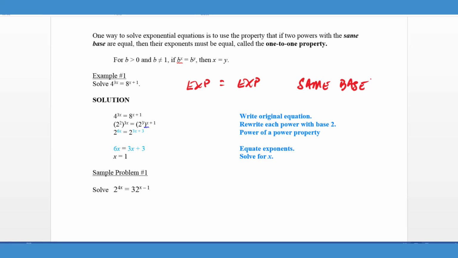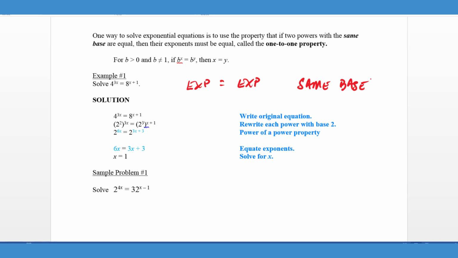So if we look here at example number 1, we have 4 raised to the 3x power and 8 raised to the x plus 1. Two exponential expressions being equal to each other, but they don't have the same base yet. So what we're going to do is rewrite this using a power of a power type property, so that they would both end up with the exact same base of 2. Now you can see the one-to-one property says if we have an equation where the bases of the exponentials are equal to each other, we can simply say that the exponents are equal to each other, and that's where we get 6x equals 3x plus 3. And then we can simply solve for x there.